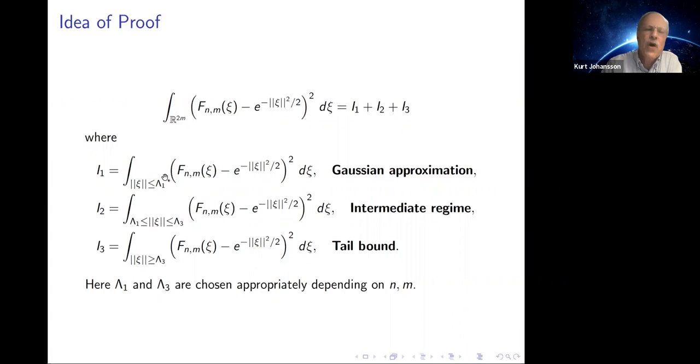The first part is for when the xi is not too large. There is some lambda 1 that you have to choose appropriately depending on n and m. This is the regime where you have the Gaussian approximation, where I expect that this characteristic function, just as we saw in the strong Szego limit theorem, is close to the Gaussian. So this I1 should be small because there is a good Gaussian approximation here. This should actually be the main term, where you see the true behavior, the true distance.